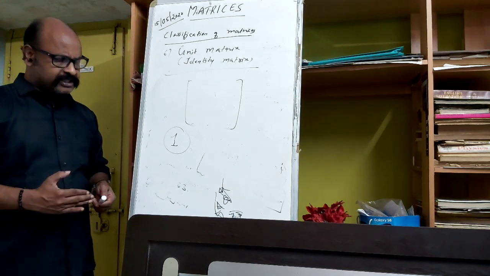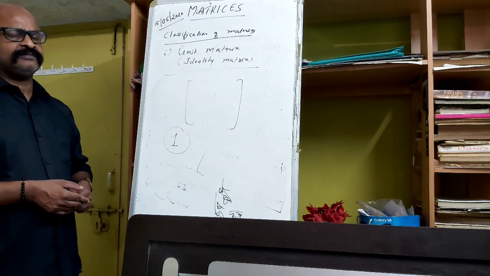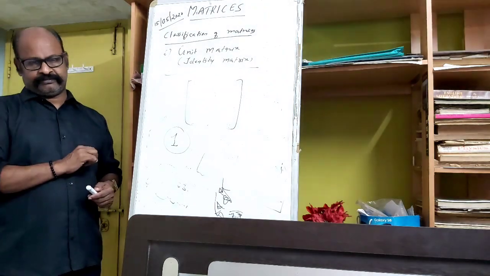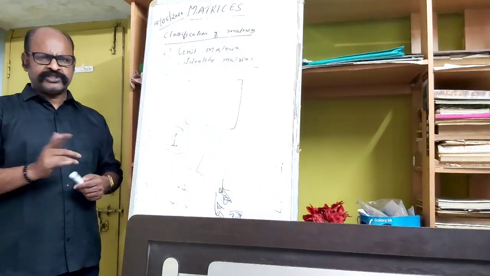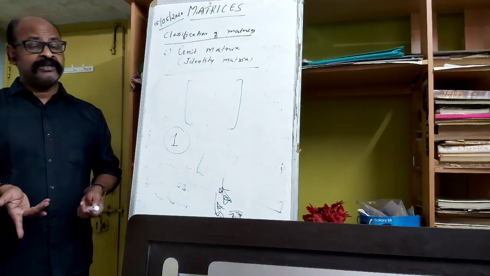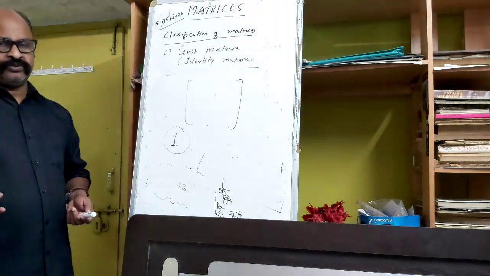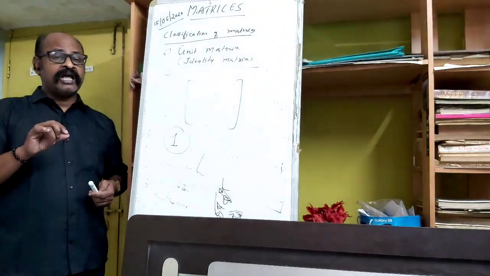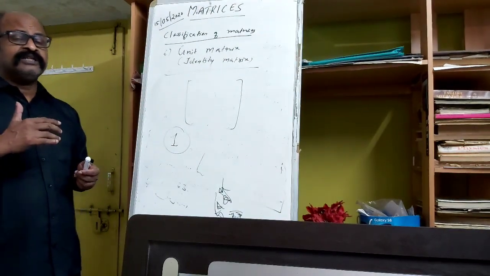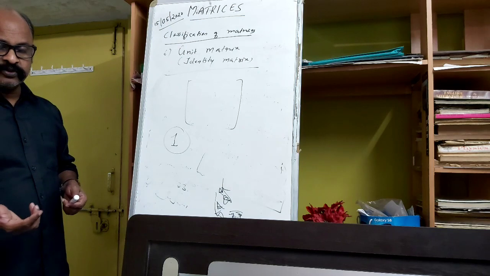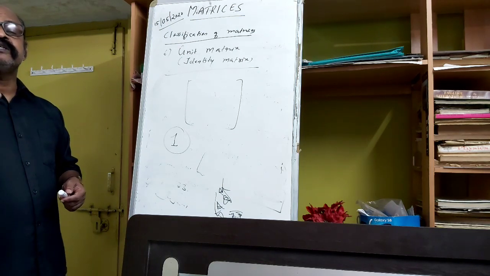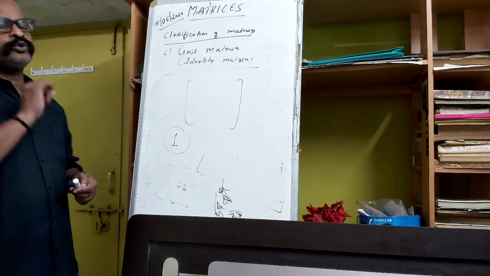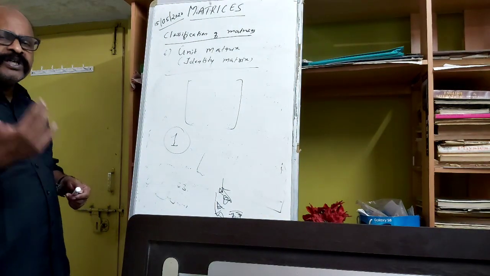Then, as we said, division is a kind of multiplication. 3 by 2 is of course a division, but 3 by 2 is nothing but 3 into 1 by 2. 3 into 1 by 2 means the multiplication of the real numbers 3 and 1 by 2. So what does it mean? Division is a kind or type of multiplication. So fundamentally we have 2 operations, addition and multiplication.